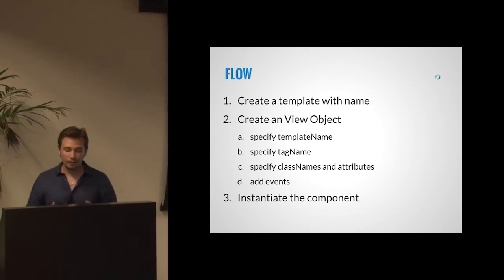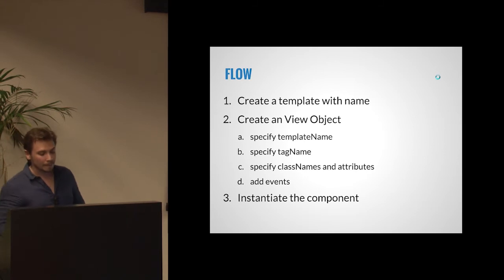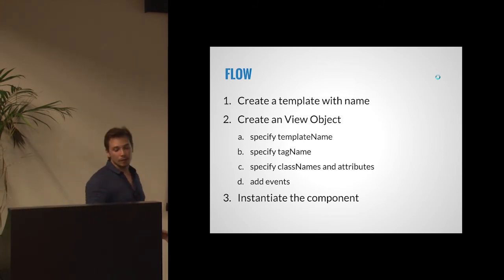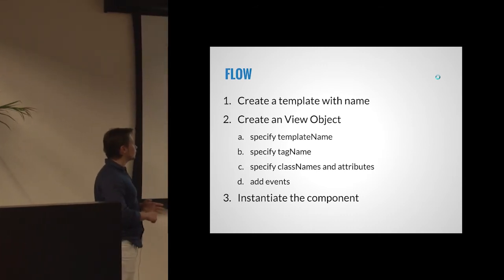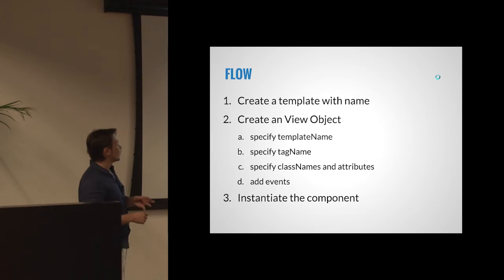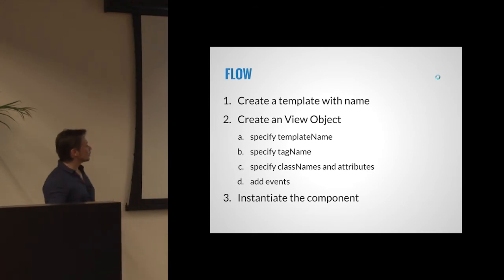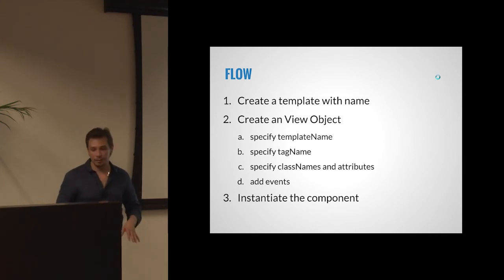First you create a template with a name in your HTML or in a separate file. Then you go to the file where you have your JavaScript and create a view object in which you specify the template name in order to establish the relation, the tag name, which is going to be a wrapping element, and you specify class names and attributes if needed.